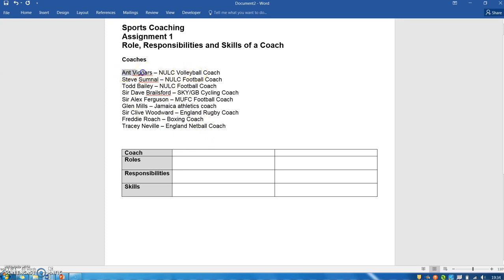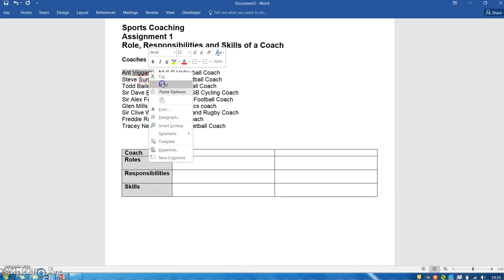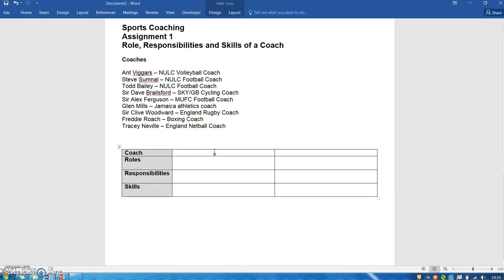Now the 2 that I'm going to pick, they do have to be from different sports, remember. I'm going to pick Ant Biggers, excellent volleyball coach. I'm going to put him into this area here, and then I need somebody from a different sport. So luckily enough, I've chosen volleyball there. I can pick from any others. Now, due to what they've achieved, and I know a little bit about the guy and done a bit of reading, a bit of background research, I'm going to take Sir Dave Brailsford. I'm going to stick that person in there.